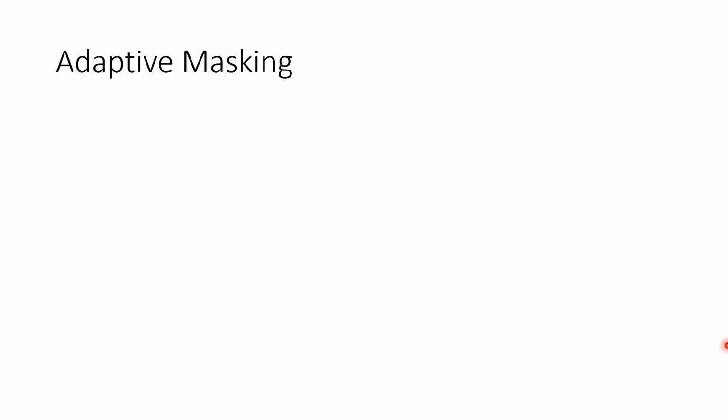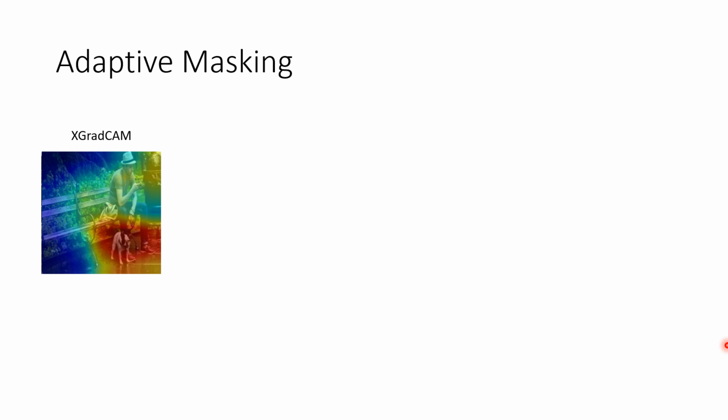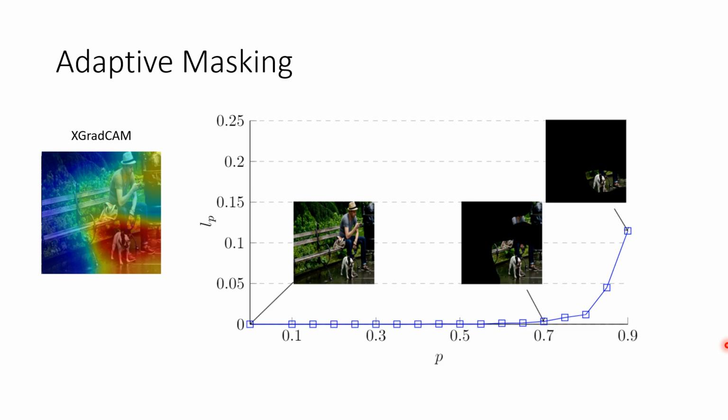Now, given this observation, we propose a method called adaptive masking for decomposing images into two causal and non-causal parts. Given a model trained with ERM and an image, we first compute the attention score of the pixels of the image by XGrad-CAM. We then gradually mask the pixels with the lowest attribution scores and measure the loss of the ERM model on the masked images, and this results in a plot which you can see here. The elbow of this plot shows the optimal amount of masking which captures the most predictive parts of the image.